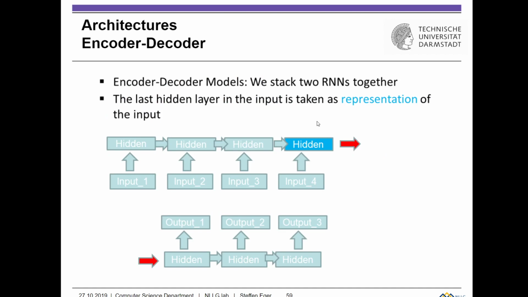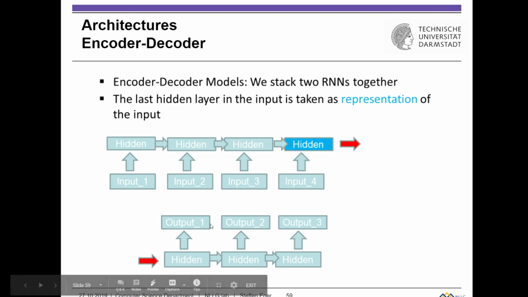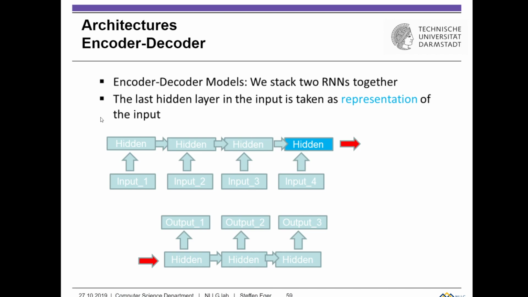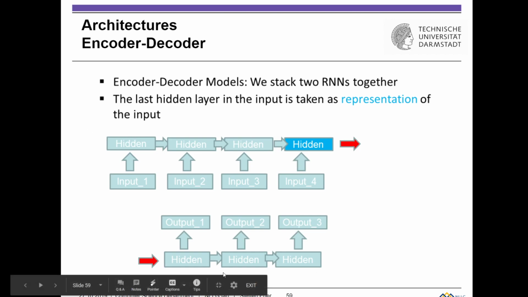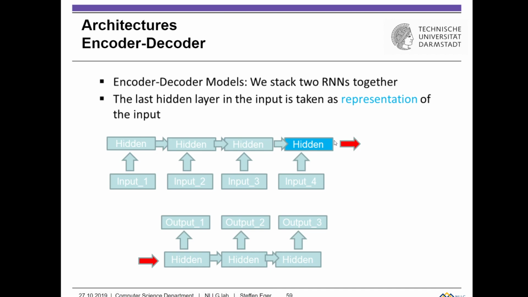How does this architecture look? We have one RNN here, and we have another RNN here. These are slightly modified RNNs. The first RNN does not have an output. The second RNN does, so to speak, not have an input. What the first RNN is doing is representing the input in the hidden state.